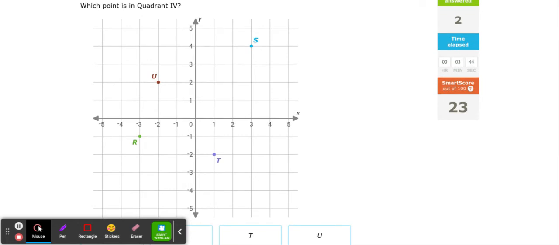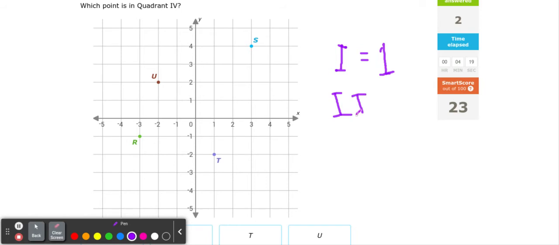Let's try another one. Which point is in quadrant 4? Now, normally to identify quadrants, they use Roman numerals. And I know some of you may not know Roman numerals. It's not necessary to remember all of them, but it's important to remember some of them. I means equals 1. So that's quadrant 1 if they say quadrant I, just one I. Two I's would be equal to 2. Same for 3. If there's three I's, that equals 3.